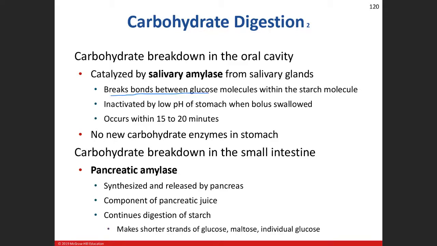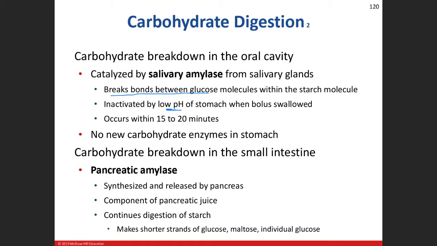Now, that's good. But when that food bolus gets to the stomach, the pH unfortunately inactivates the salivary amylase. So we're going to briefly pause carbohydrate digestion when we get to the stomach. No problem, because when we get to the small intestine, we're turning the game back on. It's like playing a video game, hitting pause, coming back later, and pushing play again. That's what we're going to do. We're going to digest and break down, I keep wanting to say dehydrate, those carbohydrates when we get to the small intestine.